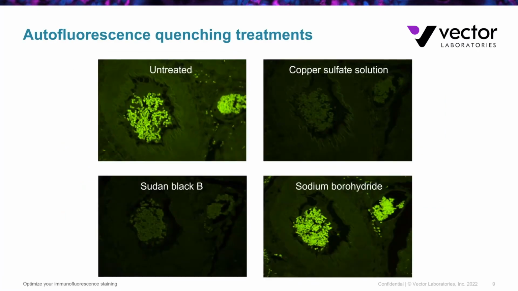So I'm revisiting this particular image up here, this untreated section, and what we have are some adjacent serial sections with different treatments. So investigators have tried to address autofluorescence for many years, and these are what I'd refer to as home brews, for example, or more traditional treatments. The one that stands out is sodium borohydride down here.